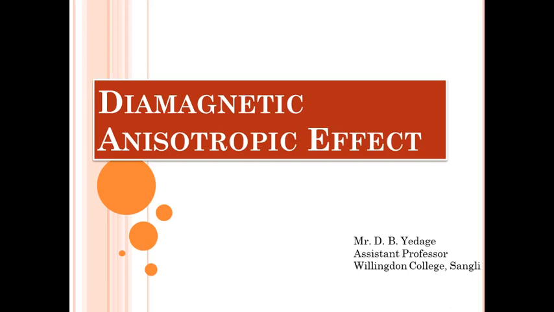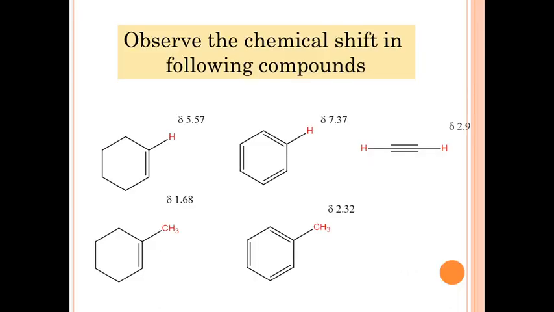Hello friends, let's discuss diamagnetic anisotropic effect. Look at these examples. This particular proton of cyclohexene shows chemical shift at 5.57 and this aromatic proton having chemical shift 7.37. Both carbons are sp2 hybridized, but the chemical shift is somewhat different in these two examples.